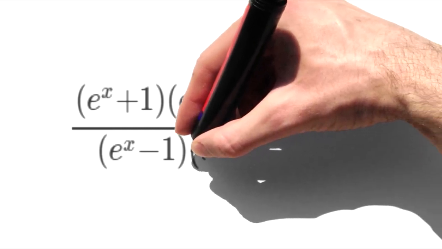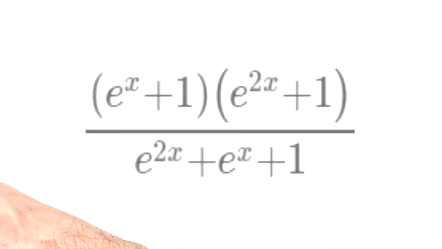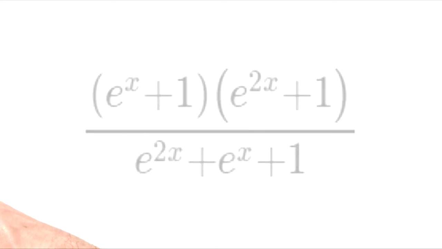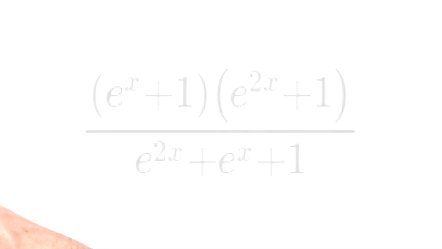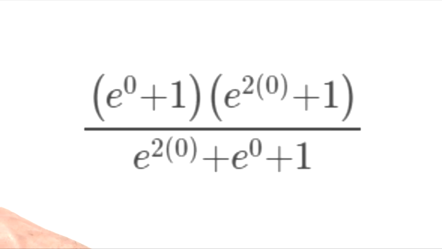Then we can cancel out the e raised to x minus 1, so we're left with the quantity of e raised to x plus 1 times the quantity of e raised to 2x plus 1 all over e raised to 2x plus e raised to x plus 1. Next step is substitution, where we substitute 0 for all the x in the function. So now we have the quantity of e raised to 0 plus 1 times the quantity of e raised to 2 times 0 plus 1 all over e raised to 2 times 0 plus e raised to 0 plus 1.